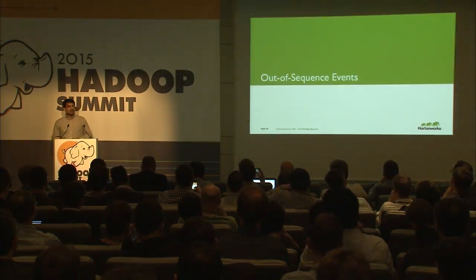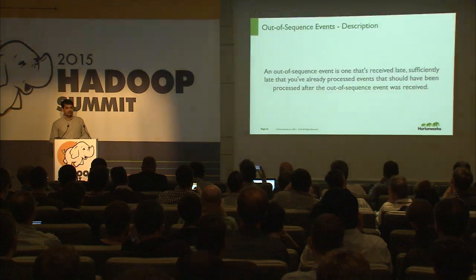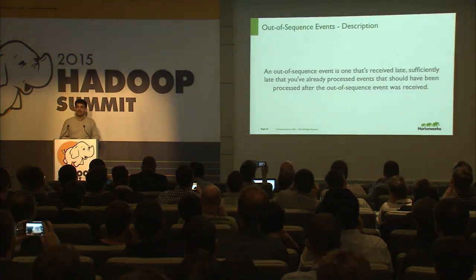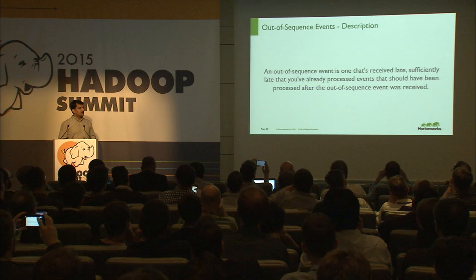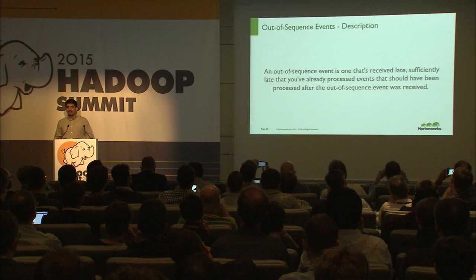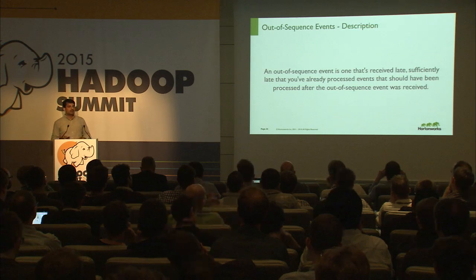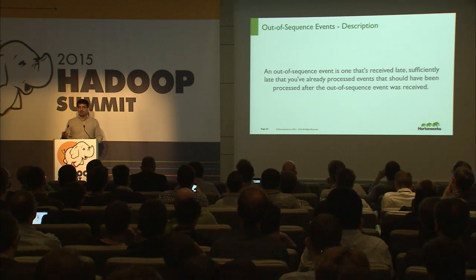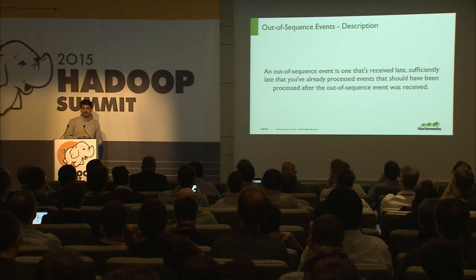So the next one is out-of-sequence events. What are out-of-sequence events? Out-of-sequence events are the events that came late, sufficiently late that by that time, you started processing events that should have been processed after the event that came just now.